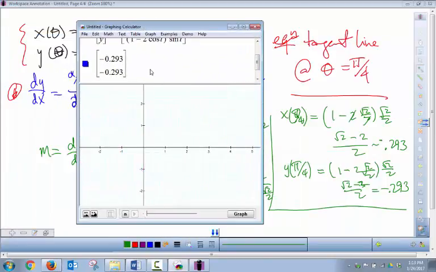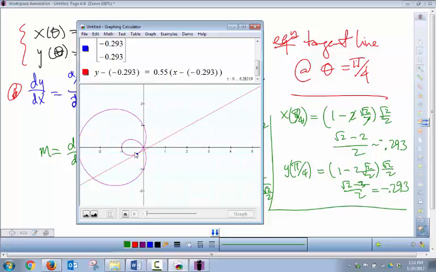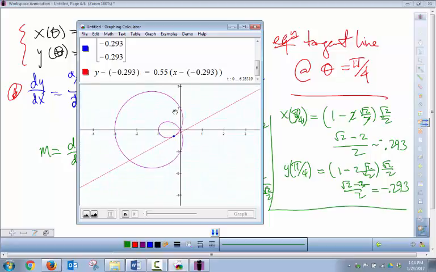So let's do the equation of the line here. The equation of the line: y minus negative 0.293 is equal to 0.55 times x minus another negative 0.293. So it looks tangent right there.